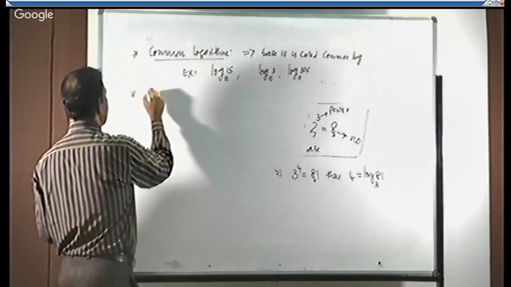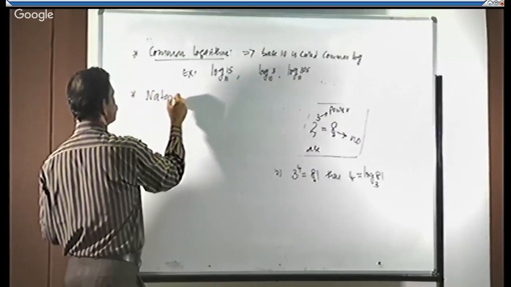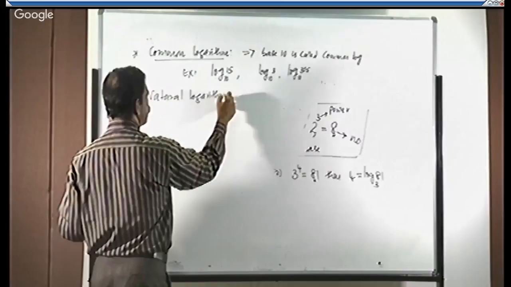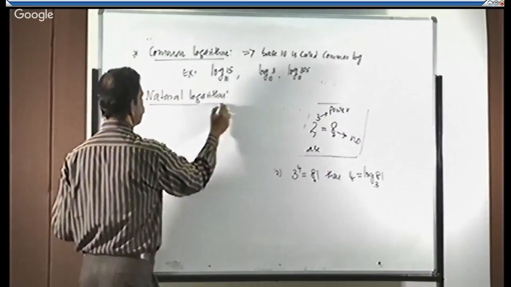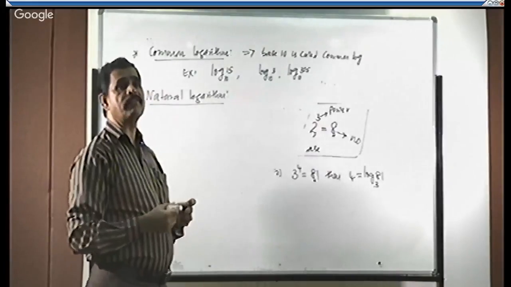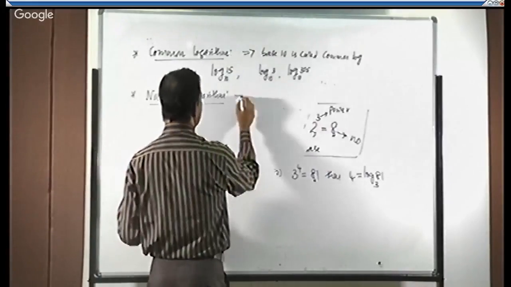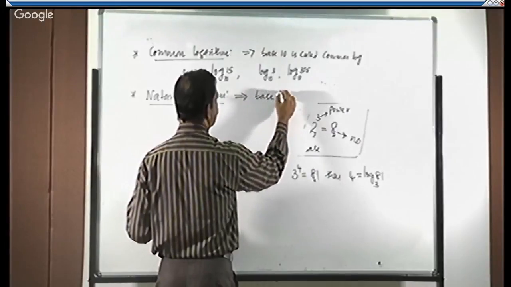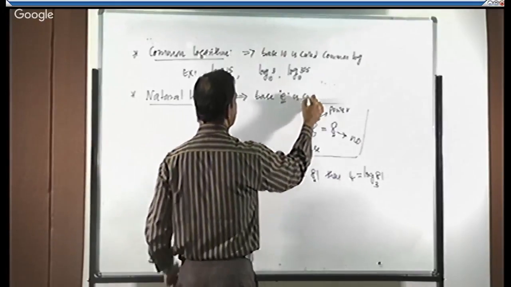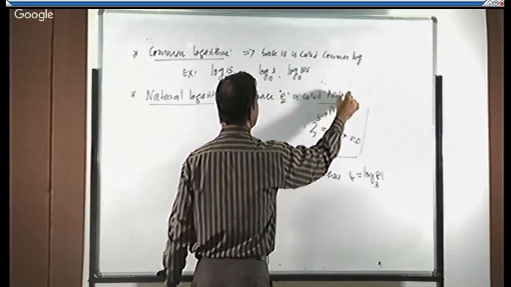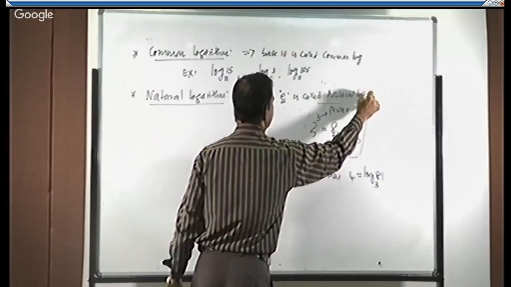Second one is natural logarithm. Second type is natural logarithm. So it is nothing but logarithm having the base e, exponential. Logarithm having the base e is called natural logarithm.